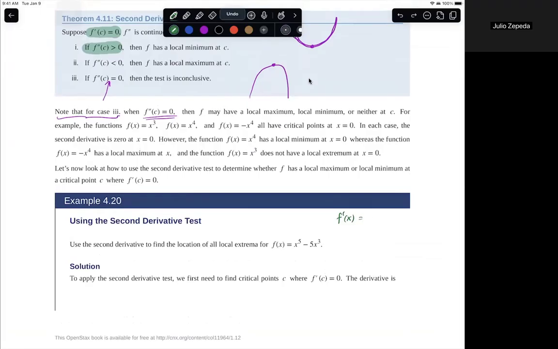The derivative is 5x to the fourth minus 15x squared. We're going to factor this, so we can factor out 5x squared to get x squared minus 3.